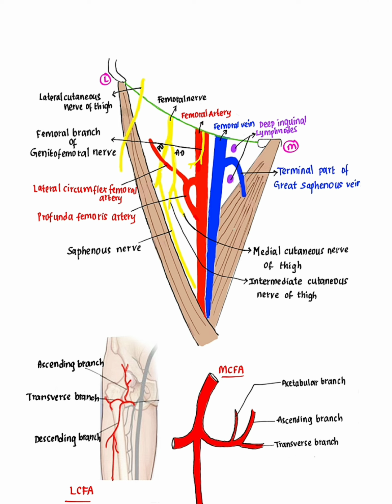Medial circumflex femoral artery disappears from the femoral triangle by passing between psoas major and pectineus. It also gives three branches. It first gives acetabular branch and then it divides into ascending and transverse branches. Acetabular branch, ascending branch, transverse branch.